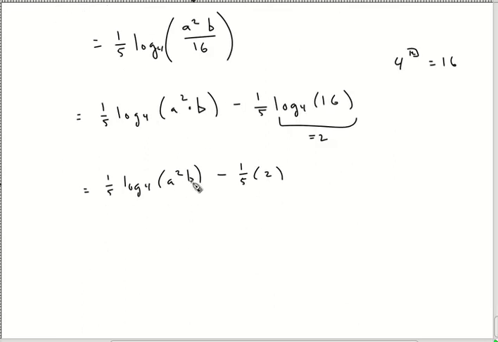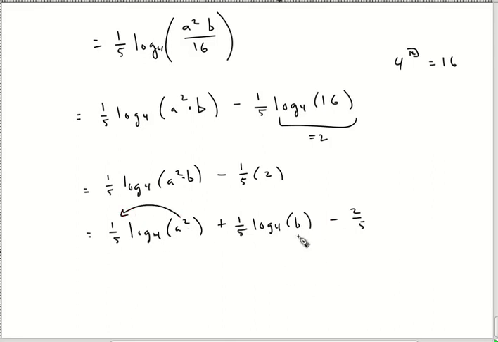Okay, awesome. Now, there's a multiply here, right there. And so that means that there's going to be a plus sign between those guys. So we got log base 4 of A squared, and then I've got another plus, 1/5 log base 4 of B, and then finally minus, I guess, 2/5 if you simplify it a tiny bit. The 2 can come out to make that a 2/5. That's a B. So there's nothing really else to do there. And you're done.